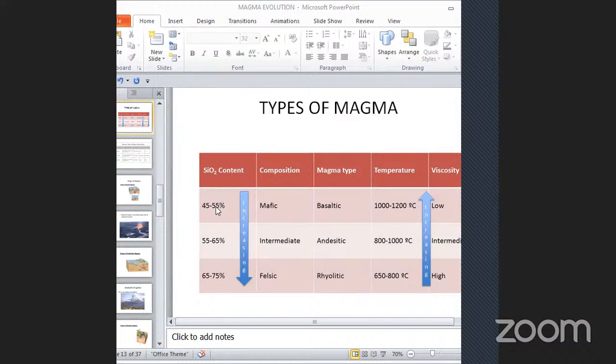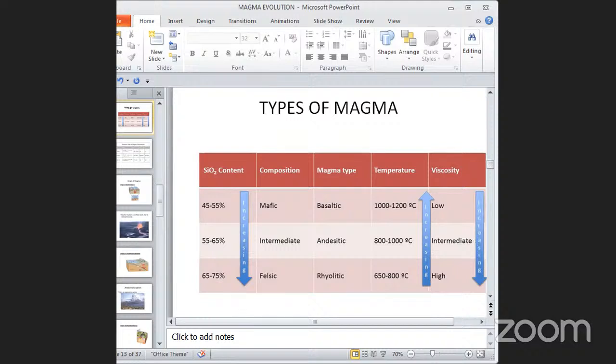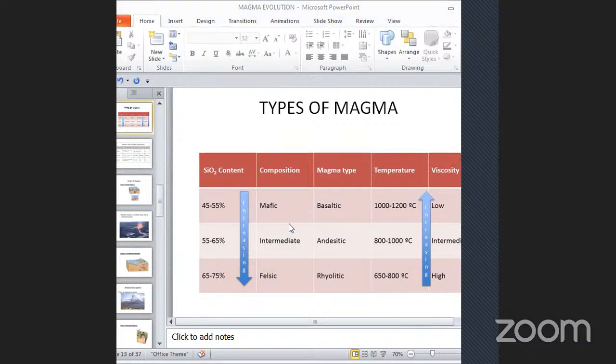So basaltic magma, its silica content sits around 45 to 55%. So this type of magma has abundant amounts of the minerals magnesium, iron, and calcium, right? But it is quite low in sodium and potassium. Low in sodium and potassium. So, of all the magma types, basaltic magma is the most fluid, mind it, most fluid.